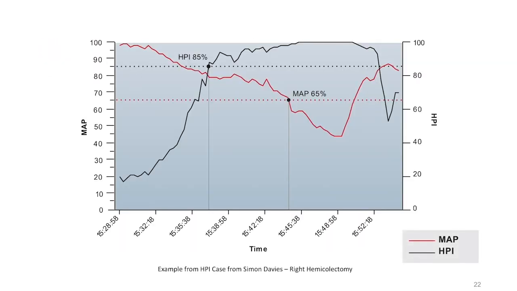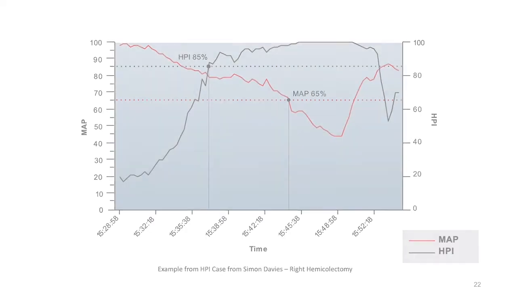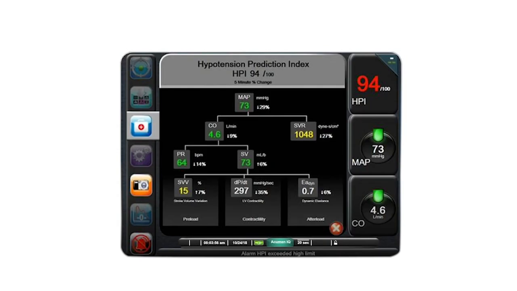Here we see an example of HPI from a patient having a right hemicolectomy. HPI reaches a threshold of 85%, indicating a high possibility of hypotension in the coming minutes. At this time, the mean arterial pressure is still adequate at approximately 80 millimeters of mercury. Hypotension is accurately predicted and occurs approximately 7 minutes later. The HPI platform provides information on Ea dyn, SVV and contractility, which is displayed on the secondary screen, allowing the clinician to see changes in these key parameters in order to treat hypotension in the appropriate manner.